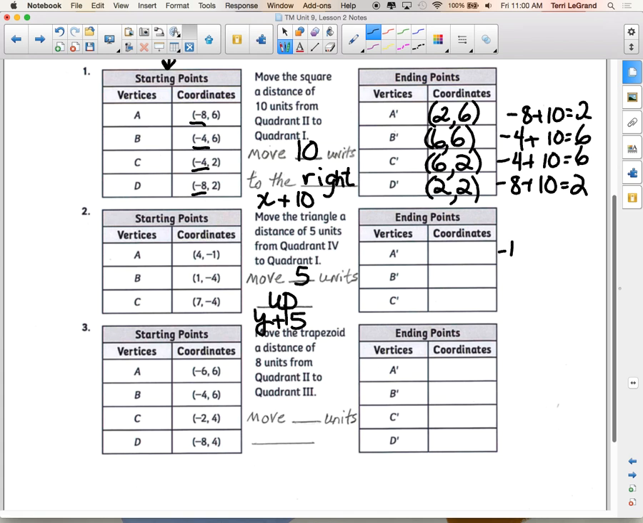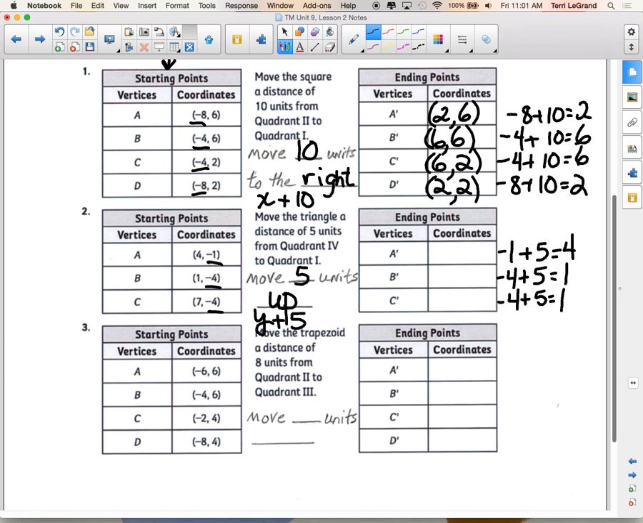So we need the y values this time, to which we will add 5. -1 plus 5 is 4. -4 plus 5 is 1, and we got that twice, don't we? So we're taking the y values this time, not the x's, because we're moving up. Up is y.